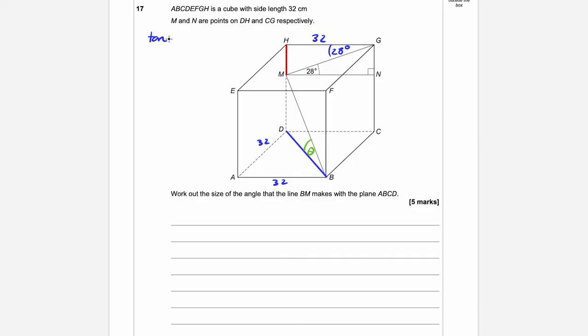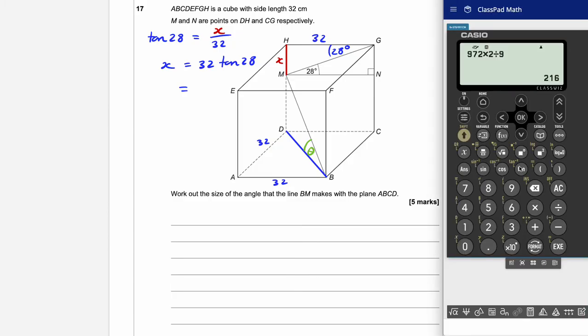I can say tan 28 is equal to, let's call this x. Let's call it x there. So it's x over 32. So x is equal to 32 times tan 28. Let's give an answer for that, please.